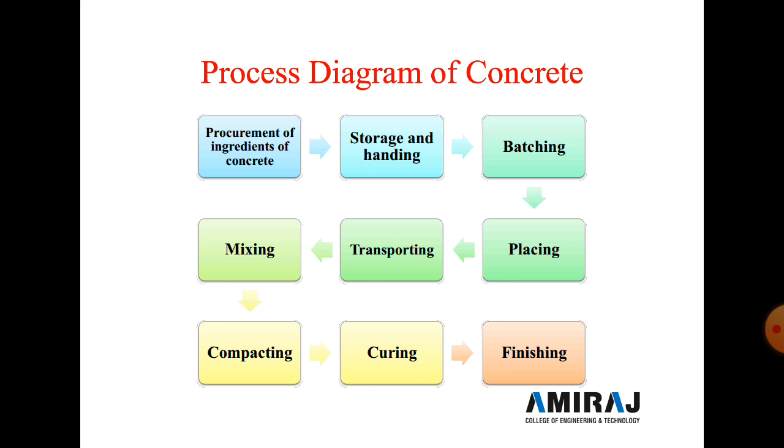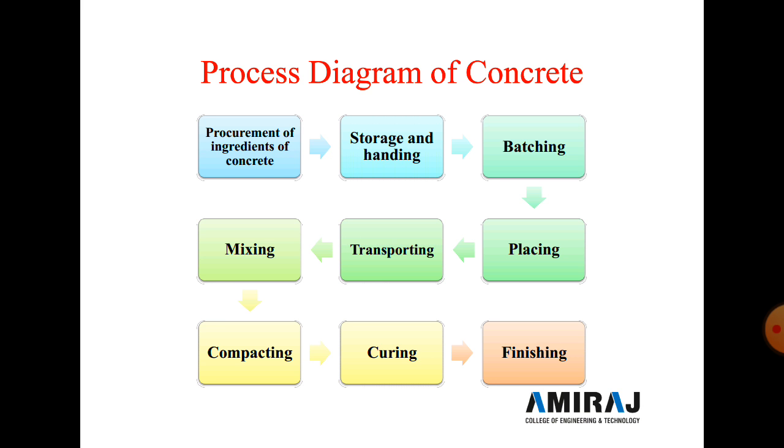Then next is compacting. After filling the concrete in a mold or formwork, compacting is compulsory to reduce the honeycombing structure, or to reduce the gaps between the particles. For compacting we use a vibrator machine. There are different types of vibrator machines, like needle vibrator, surface vibrator, and formwork vibrator. These types of vibrators we generally use to compact the concrete.